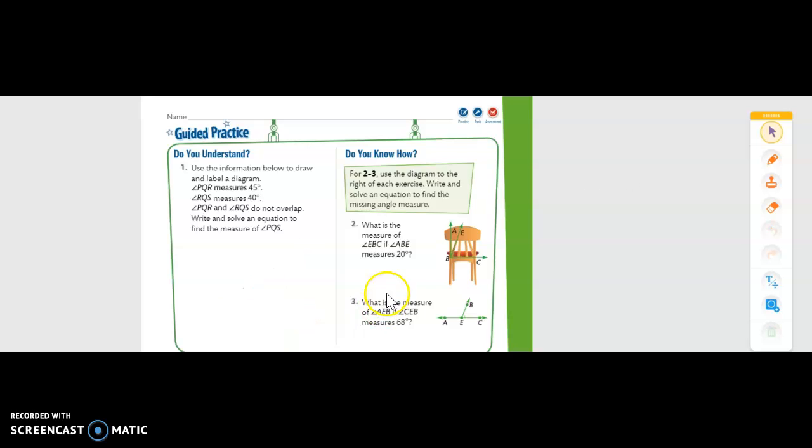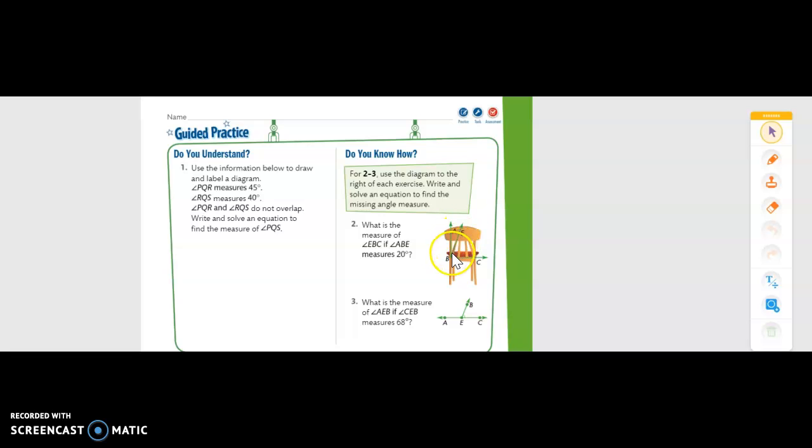Okay, so I cleared my screen so we can look at number 2. It says, for 2 and 3, use the diagram to the right of each exercise. Write and solve an equation to find the missing angle measure. So here we have a chair, and I noticed that there is an angle ABC, and that right away sends a light bulb off in my brain, and I'm recognizing that angle ABC makes a right angle, and I know that a right angle is 90 degrees. My question says, what is the measure of angle EBC?